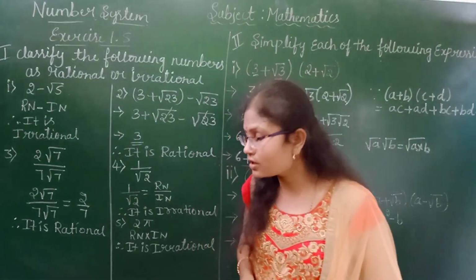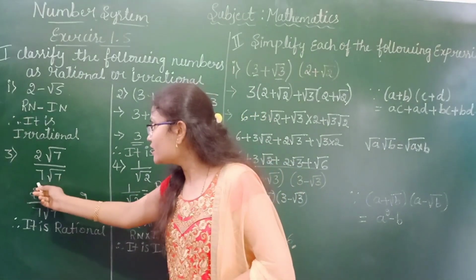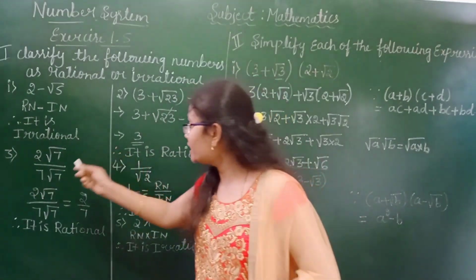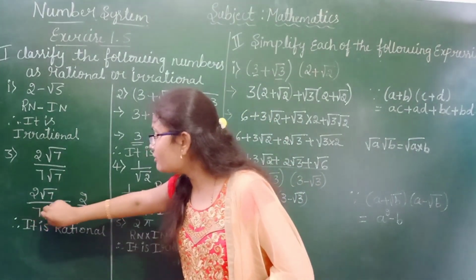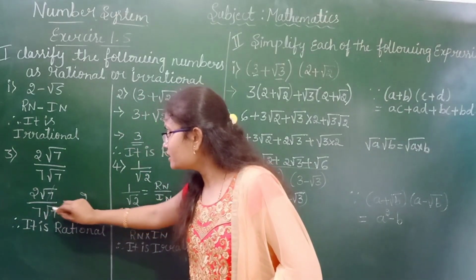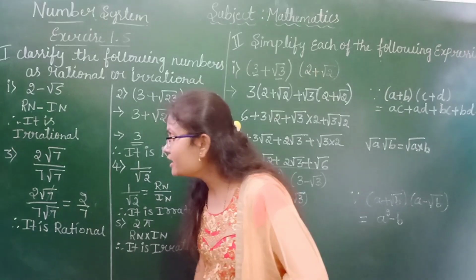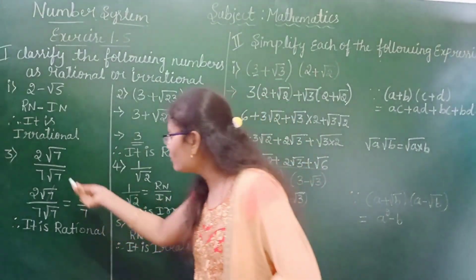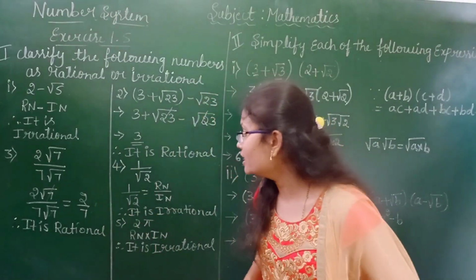Next we will move on to the third problem. They have given 2 root 7 by 7 root 7. Here you can see 2 root 7 divided by 7 root 7. Root 7 cancels. What remains? 2 by 7 remains. 2 by 7 is a rational number. Therefore 2 root 7 by 7 root 7 is also a rational number.